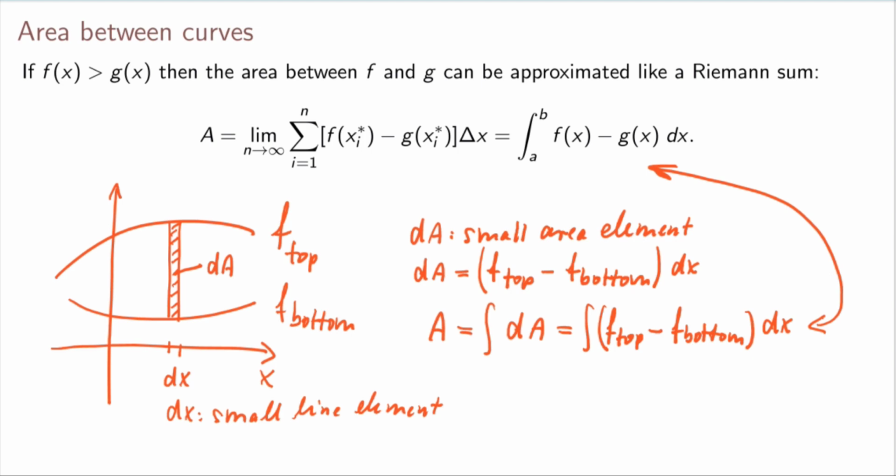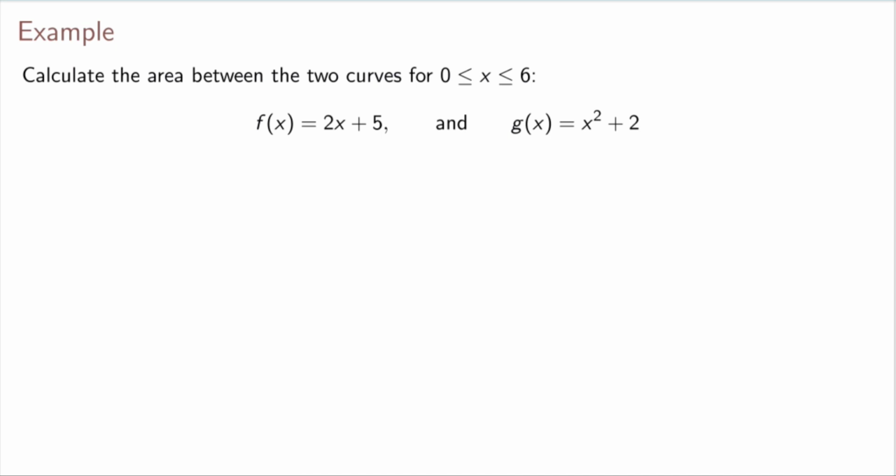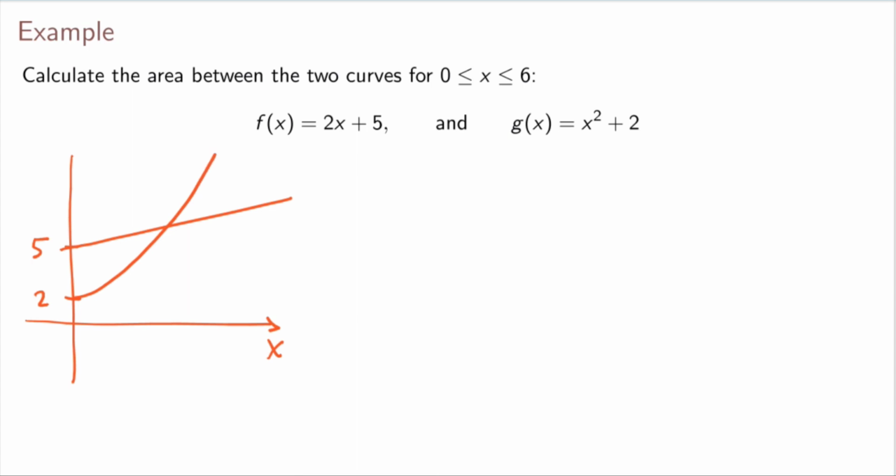Okay, let's do this in an example. Here I have two functions. I would like to look at them between 0 and 6. One is 2x plus 5 and the other one is x squared plus 2. Let's plot those. 2x plus 5 is a straight line starting at 5 and having slope 2. So let's call this 5 here. The other curve g(x) is x squared plus 2, so it's starting at 2. And then we have a parabola, so maybe something like this. And you can figure out they have an intersection point exactly here at 3. And then we are integrating to 6, so let's say this top here is about 6.